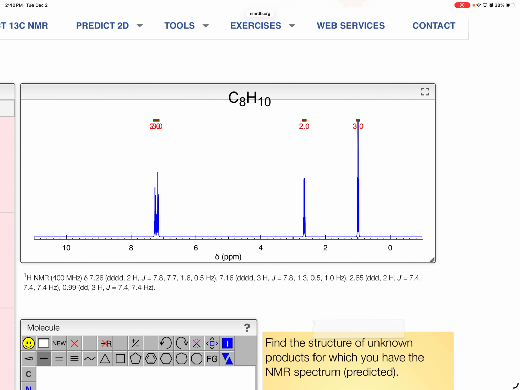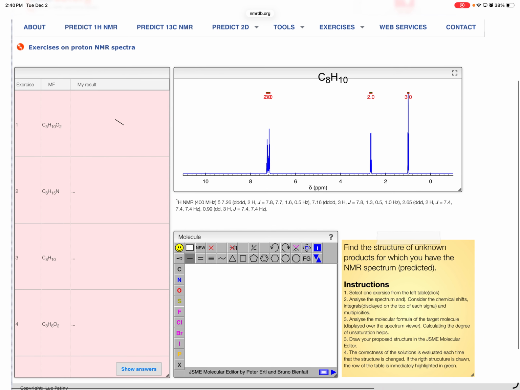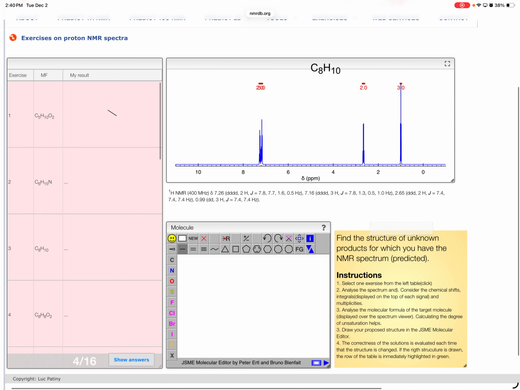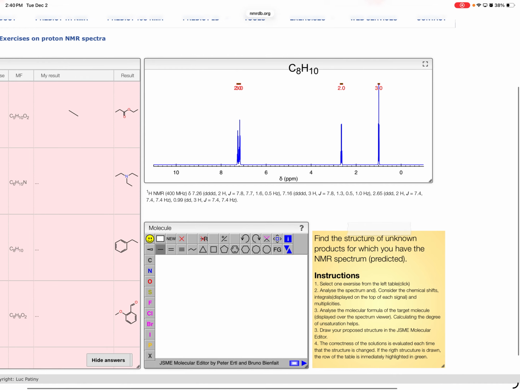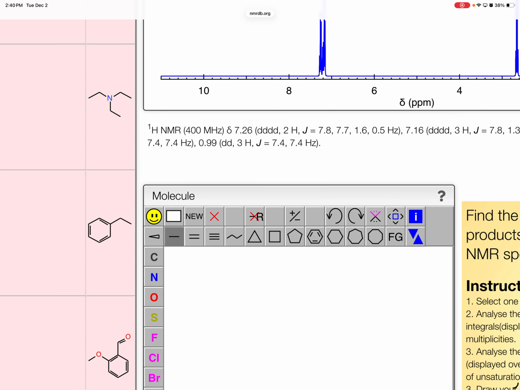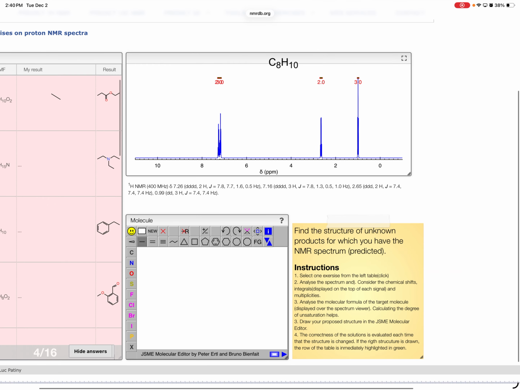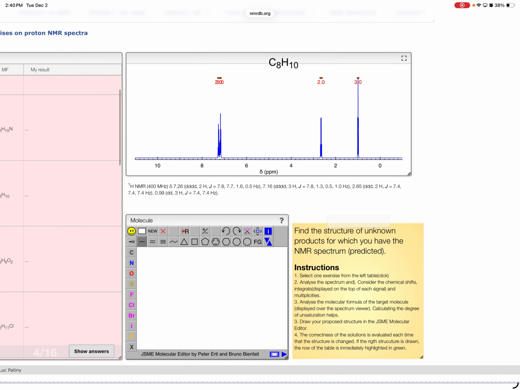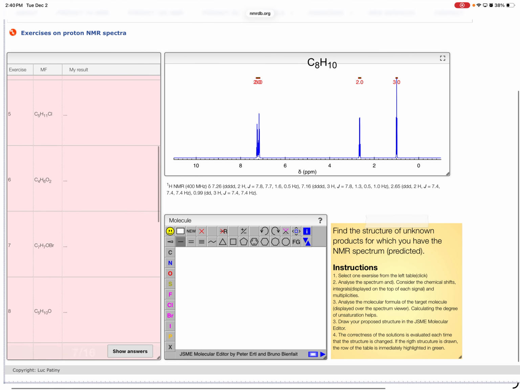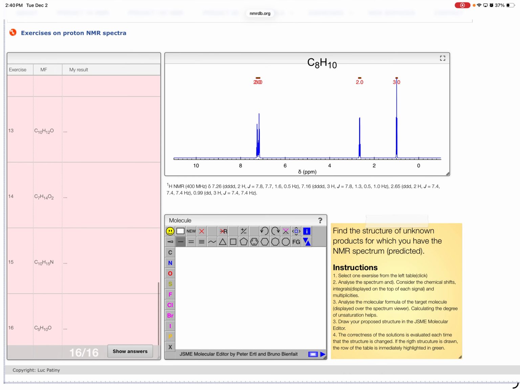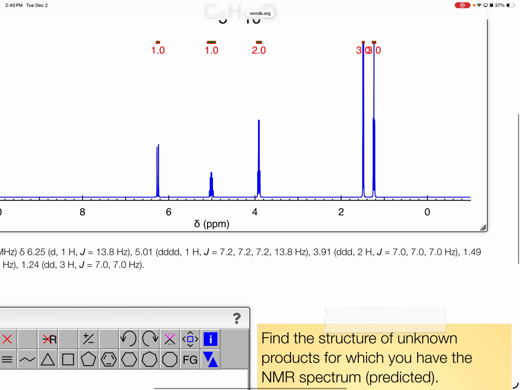Okay, so I'm going to bring up. Let's check our answers here. So this was structure 3, and we were right. It's ethylbenzene right there. See that? We were right. There we go. So I would not toggle the answers until you attempt it. Okay. So now let's do this one. We're going to do number 16. This one right here.